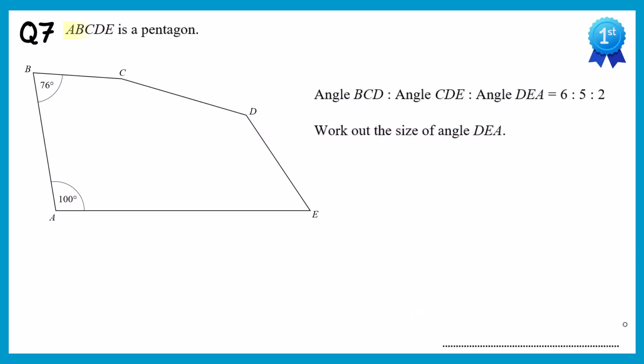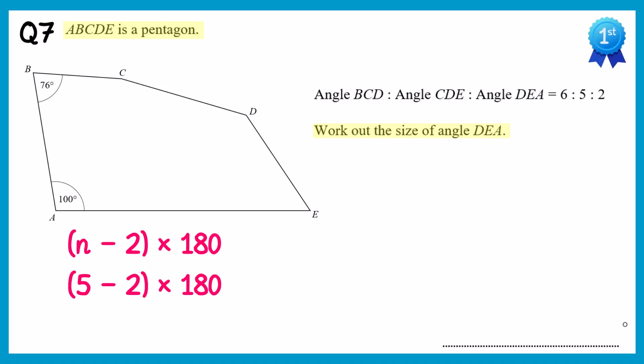In this question, we have ABCDE, which is a pentagon, and we need to work out the size of angle DEA. Since this is a pentagon, we can work out the sum of its interior angles using this formula here, where n is the number of sides. Since a pentagon has 5 sides, we can replace n with 5, so it's 5, take away 2, times 180, which is 540. This means all of the angles in a pentagon must add up to give 540 degrees.